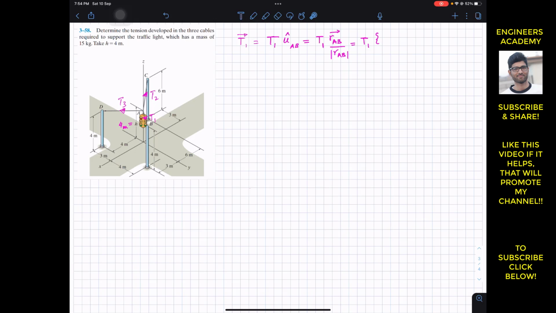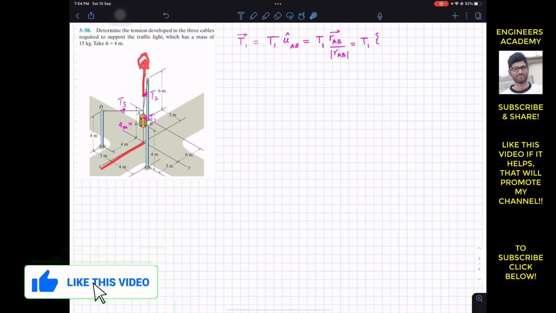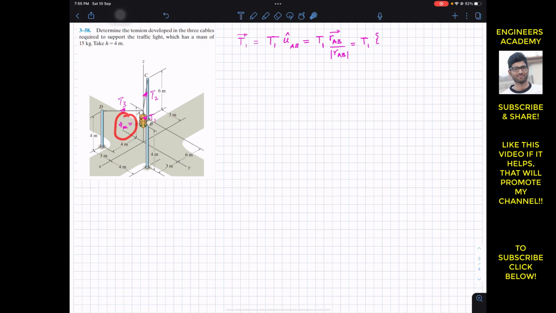To find the position vector for T1, we need to move along x, y and z from A in order to reach point B, since T1 is acting from A to B. From A we need to travel 4 meters in the negative z direction. This is the positive z direction, this is the positive x, this is the positive y. So we need to travel 4 meters in the negative z, or the negative k direction. So I will write here minus 4k.